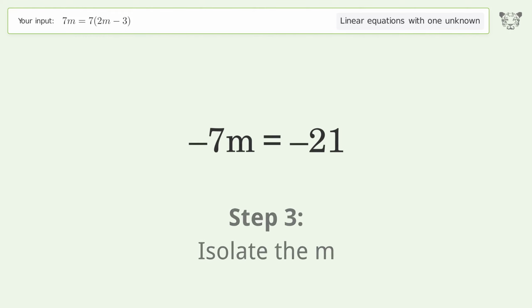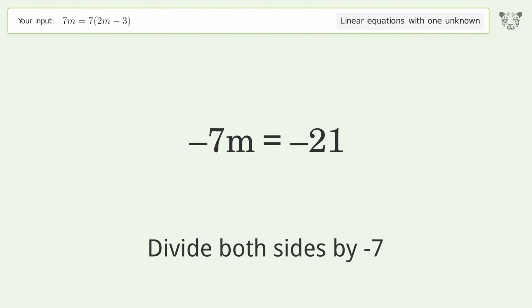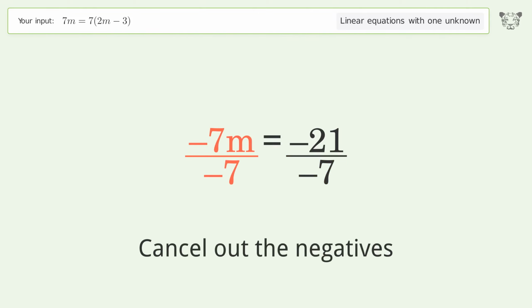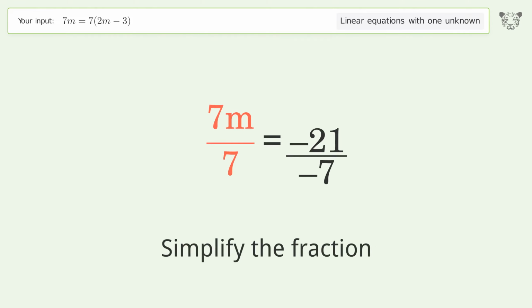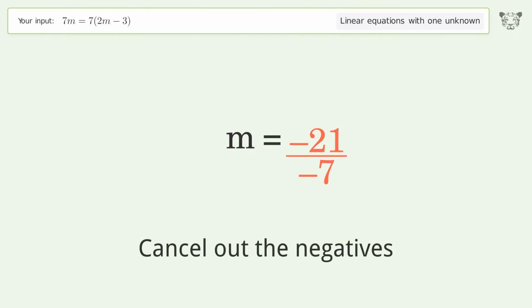Isolate the m. Divide both sides by -7. Cancel out the negatives. Simplify the fraction. Cancel out the negatives.